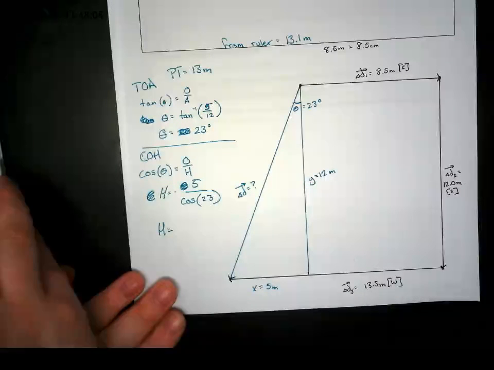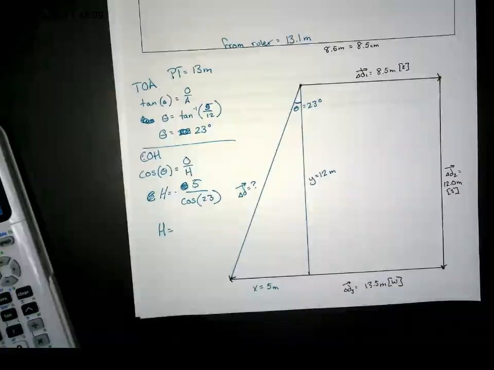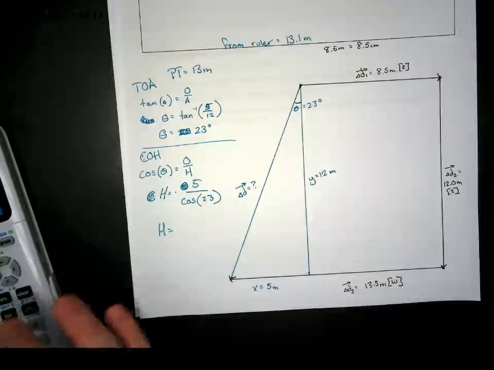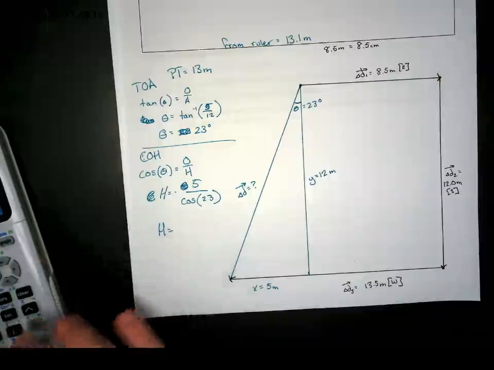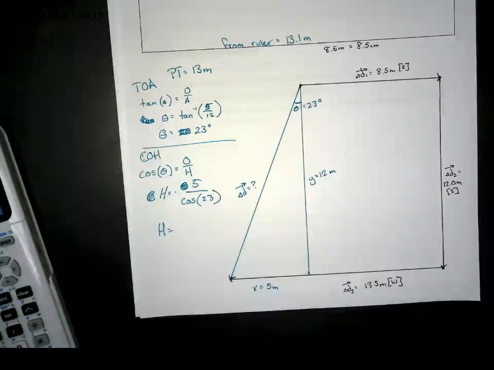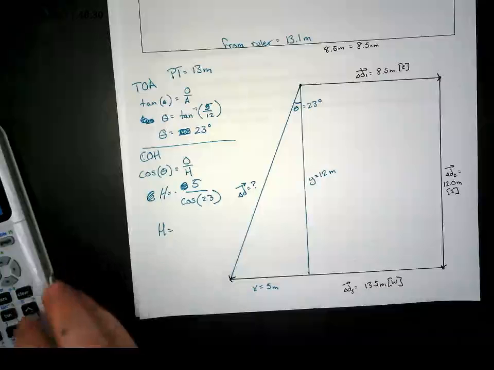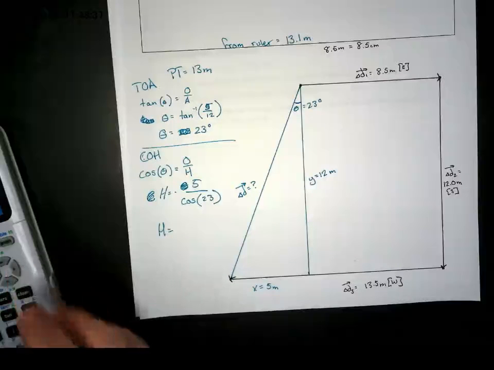Something's not adding right here. What did I do wrong? I'm not getting the right answer, sorry. Let's see, 8.5 minus 13.5. It's 5. Opposite over hypotenuse. We're trying to find the hypotenuse. Why isn't this working? If you guys have spotted it, good. I don't know why this isn't working.